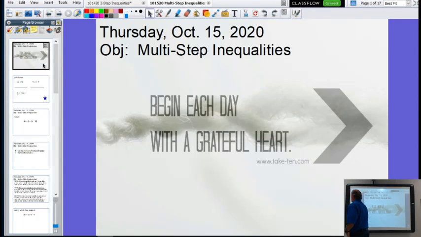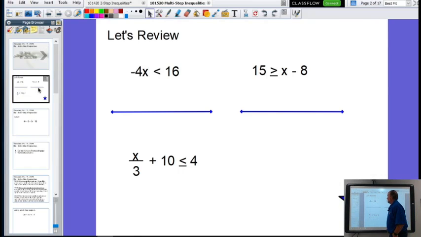Hello class. Today we're going to talk about multi-step inequalities. Okay, so let's begin with our warm-up. What I'd like for you to do is solve the first two and graph them, and then solve the third one, but don't graph it. So pause the video and answer those three questions.